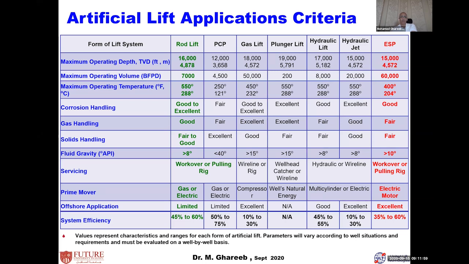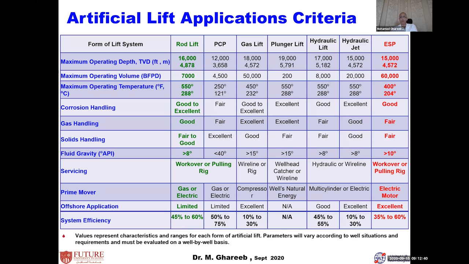It's also sensitive to the API gravity. Usually it's recommended not to use for low gravity due to high viscosity and so on. One of the major problems for the ESP is the servicing, because this usually required either pulling rig if the well is not deep, but in the majority required workover rig, and workover is a costly operation also. It requires a prime mover, usually electric prime movers. For offshore, the surface equipment is very light. It's not required very high area or so on. It can be an excellent application.